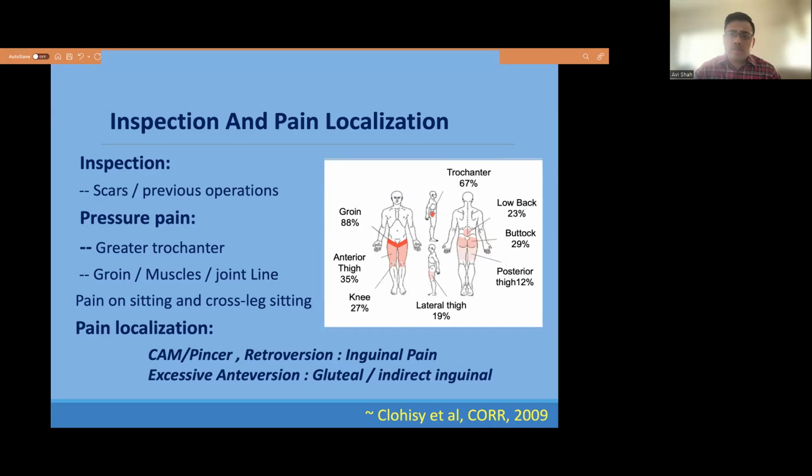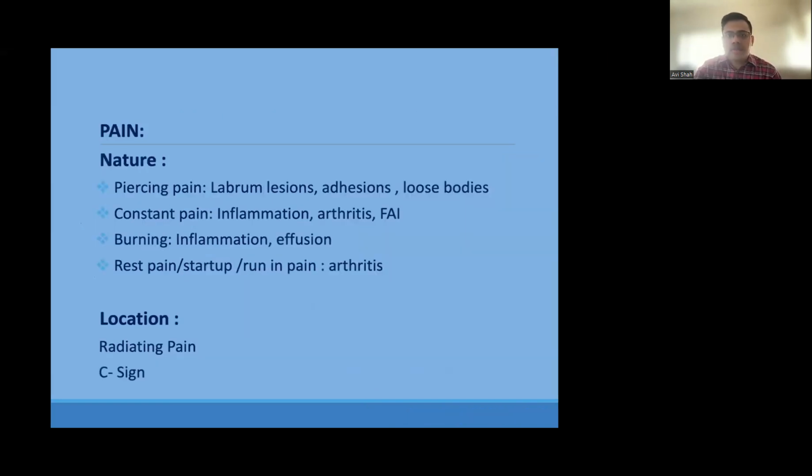Also examine your patient in supine, in sitting position, and also see for pain in cross-leg sitting position, which is quite important for our Indian patients. So by and large, if you have a cam or a pincer or some amount of retroversion, usually you will have some amount of inguinal pain, which will be the localizing point. Excessive anteversion can be localized either in a gluteal type pain or an indirect inguinal pain. But this is not always true.